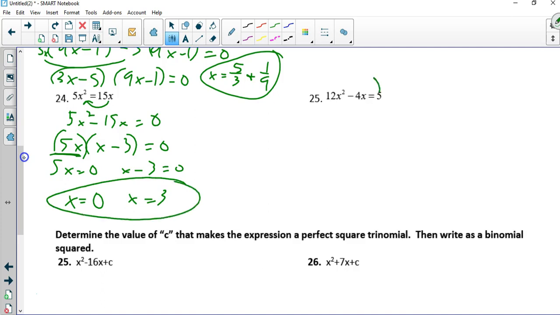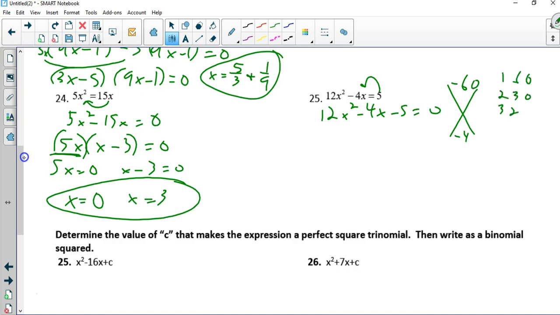Over here, I'm going to move the 5 over by subtraction. 12x squared minus 4x minus 5 equals 0. Do the ABC method on here. This is going to be negative 60 and negative 4. So I need two numbers that multiply to give me 60 and differ by 4. So use my calculator real quick. 2 times 30, 3 times 20, 4 times 15, 5 times 12, and 6 times 10. And we have our winner.